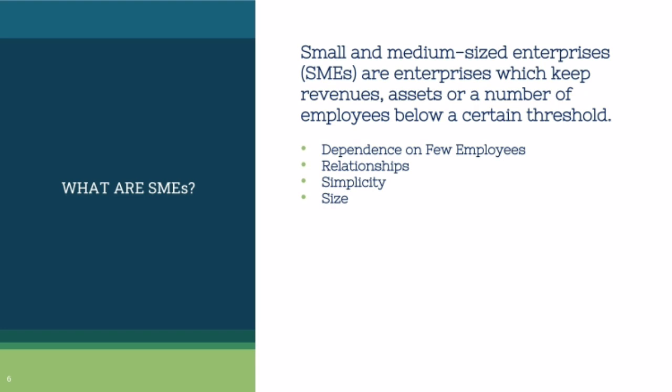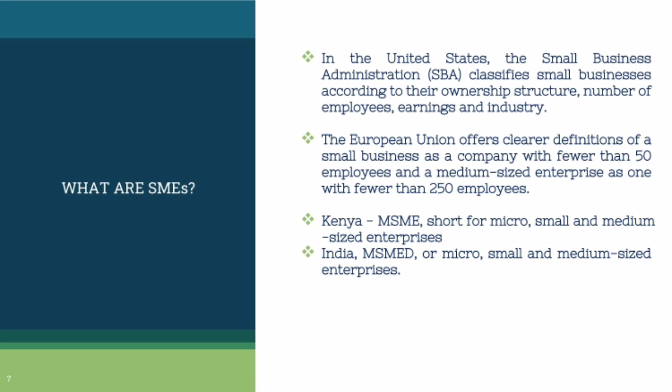For instance, the United States identifies SMEs in a different way. The European Union defines it in a different way. Countries like Kenya have different abbreviations for these small and medium-sized enterprises. The EU, for instance, clarifies that a small and medium-sized enterprise is a company with fewer employees, less than 50. You understand? That's the small businesses, and the medium-sized enterprises have fewer than 250.